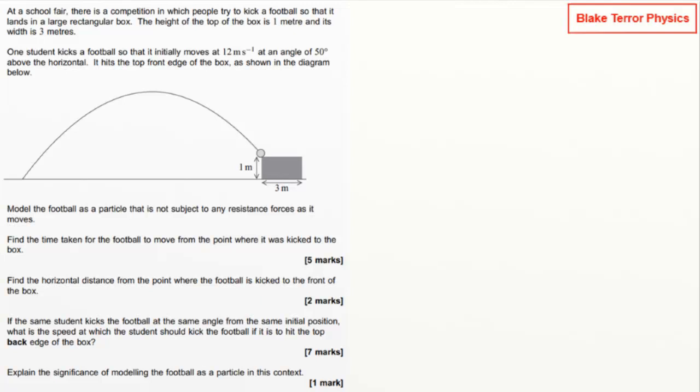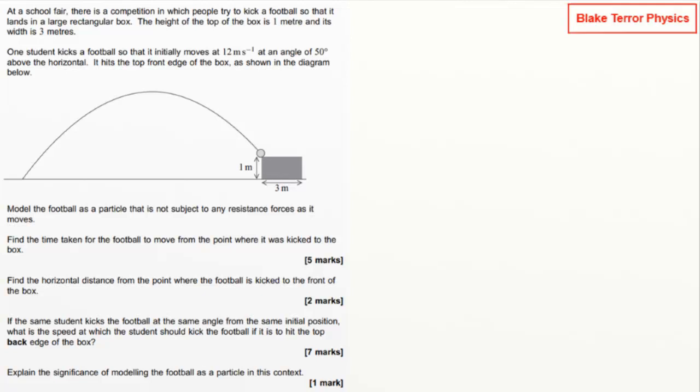Hello, in this video I'm going to go through what is quite a long projectiles question. We've got 15 marks there, so there's a lot going on and we'll just see different methods, what might be interesting, what might not be. It could be that nothing is, but we'll see what happens.